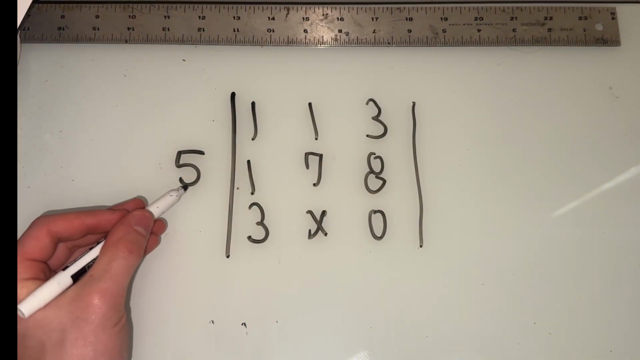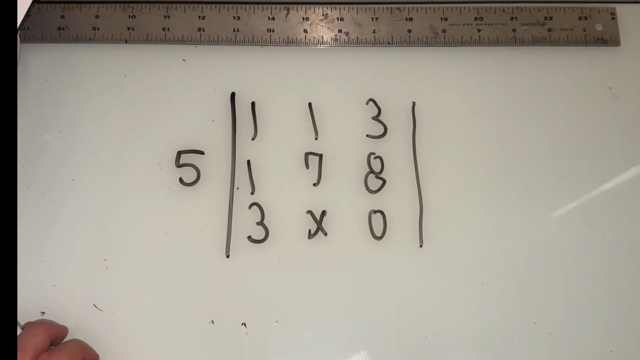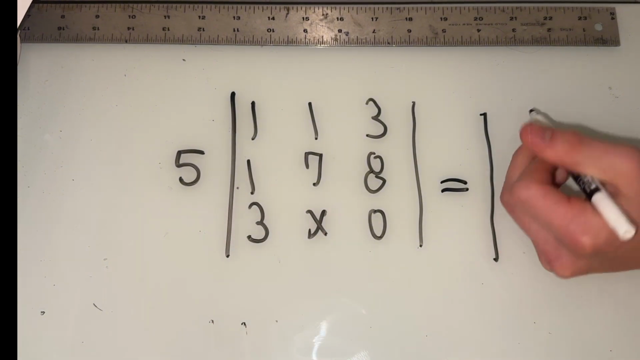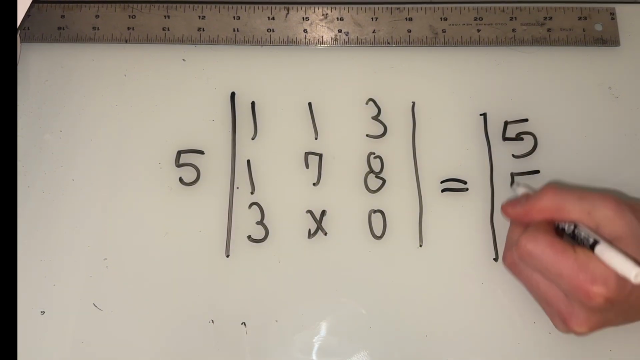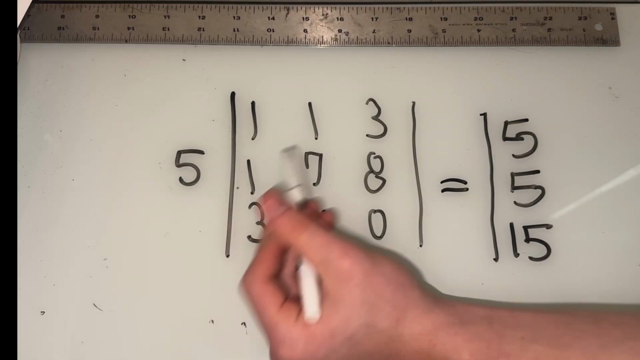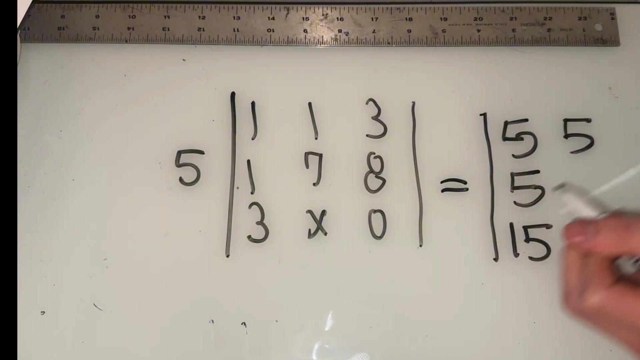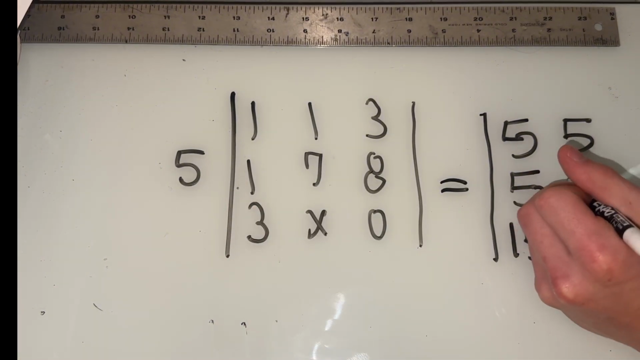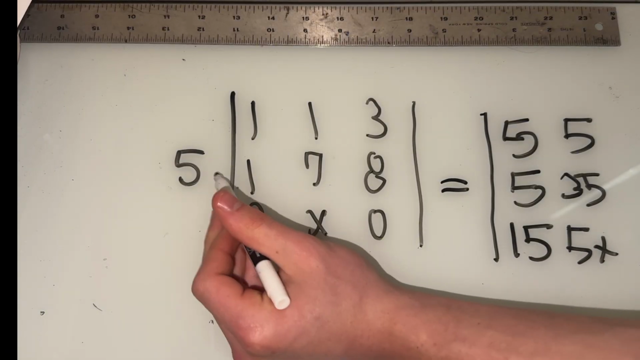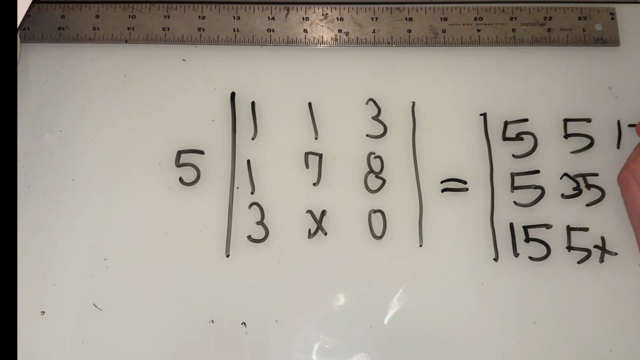All right, next, compute 5 times this matrix. First you have 5 times the first column, which gives 5, 5, and 15. Then 5 times the second column, which gives 5, 35, and 5x. And 5 times the last column, which gives 15, 40, and 0.